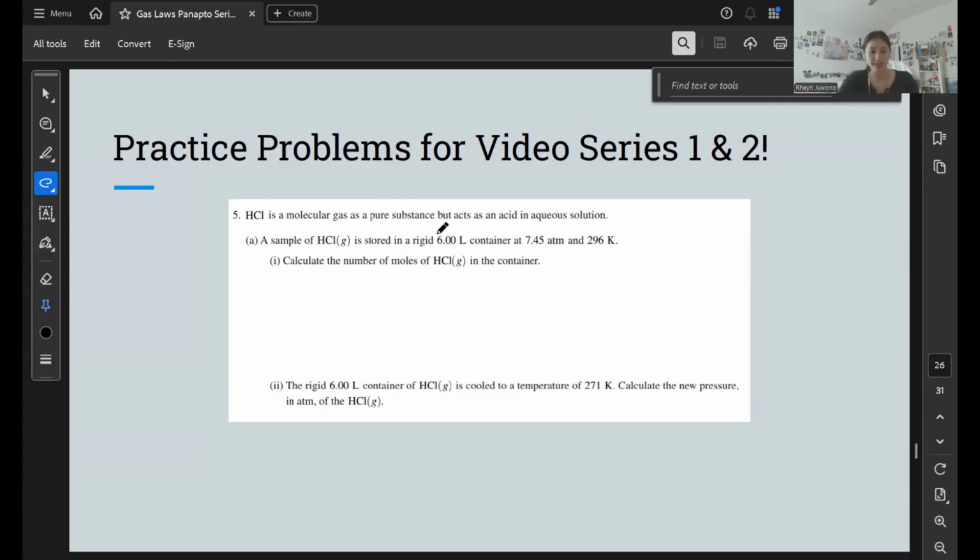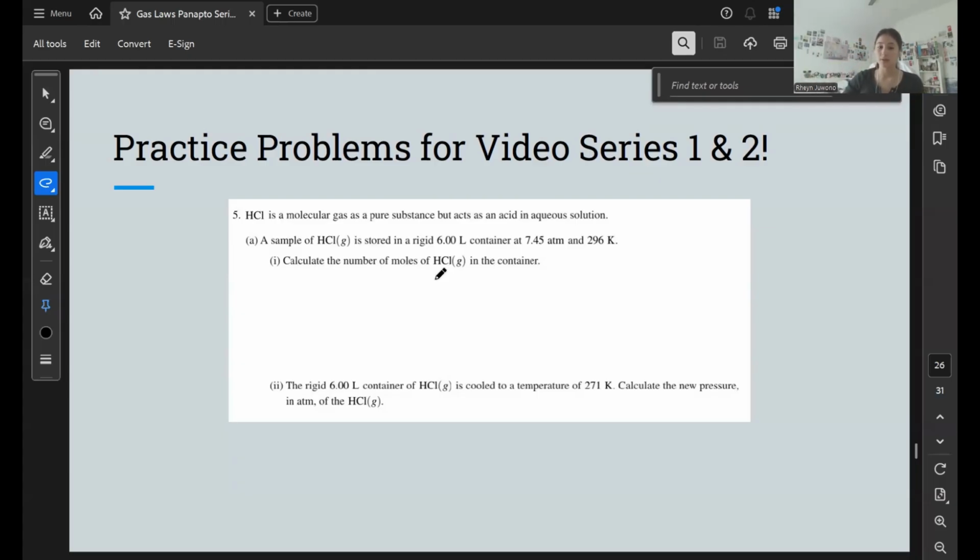HCl is a molecular gas as a pure substance, but acts as an acid in aqueous solution. This is just the first part of the problem, so we're only going to be focusing on the gas aspect, don't worry. Okay, A. A sample of HCl gas is stored in a rigid 6-liter container at 7.45 atm and 296 Kelvin. 1. Calculate the number of moles of HCl in the container.